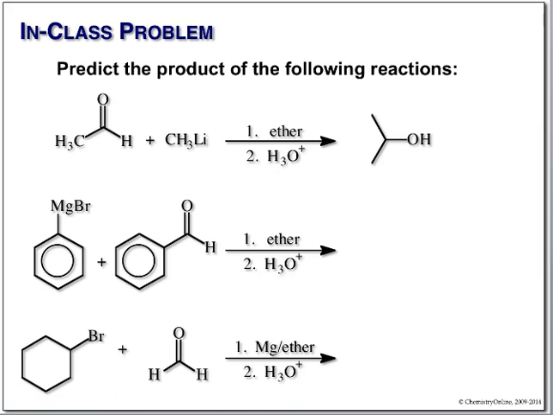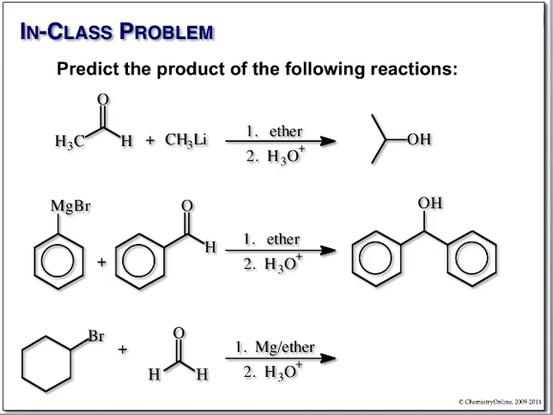Our next reaction, a simple Grignard reaction. We're going to take our phenyl anion. It's going to attack the carbonyl carbon. This is going to become an OH group. We will wind up with our secondary alcohol. Aldehyde, secondary alcohol.